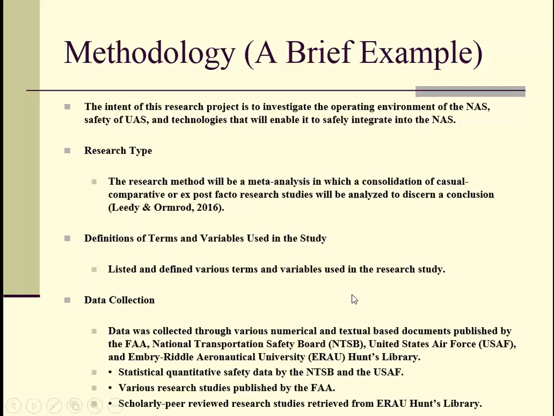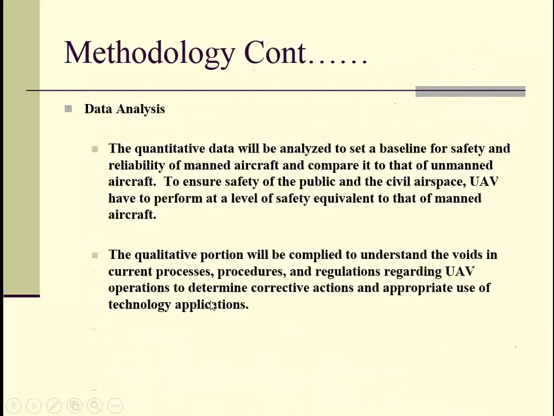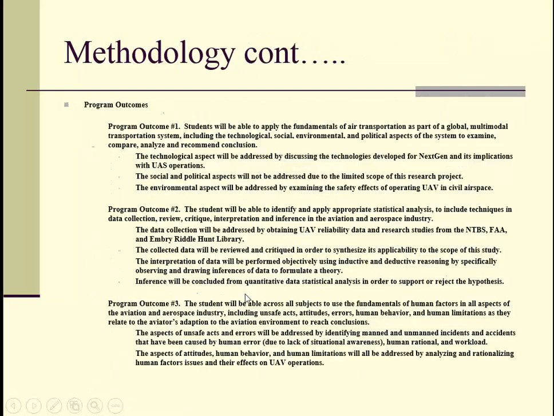And this is just a quick example. We talk about the research type, definition of terms, the data collection, how the data was analyzed, and then you look at your program outcomes. These are the same program outcomes that you came up with in chapter one. You just cut and paste the program outcomes, and then below it, in italics or like it is here, talk about how you will address each program outcome.